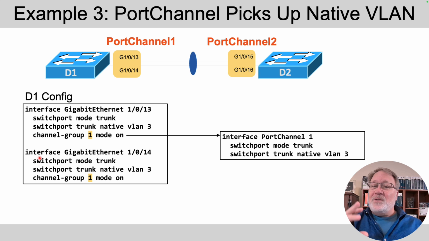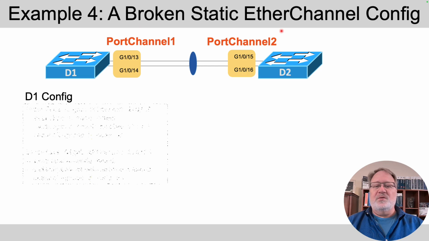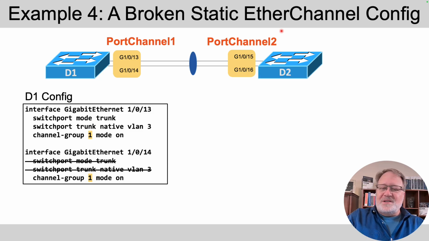And if you configure them differently, it's not going to work correctly, or some of the links may not function within the EtherChannel. For instance, here at example 4, we're going to show a broken static EtherChannel config. So we'll start out with those same two interface subcommands of switchport mode trunk and switchport trunk native VLAN 3 on the top interface, but I put a line through them at the bottom to signify they don't exist on port 1014. But we went ahead and configured the channel-group 1 mode on commands in each case.